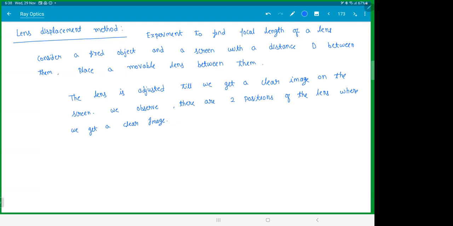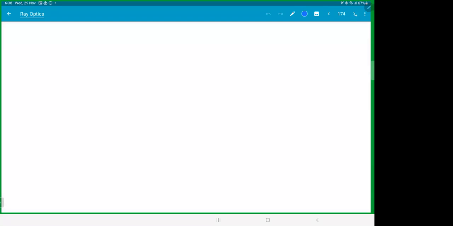Okay, so let me show you how the diagram looks. So we have the screen here. We have the object here. This is fixed. This distance is capital D. So first, let's say you keep the lens here.